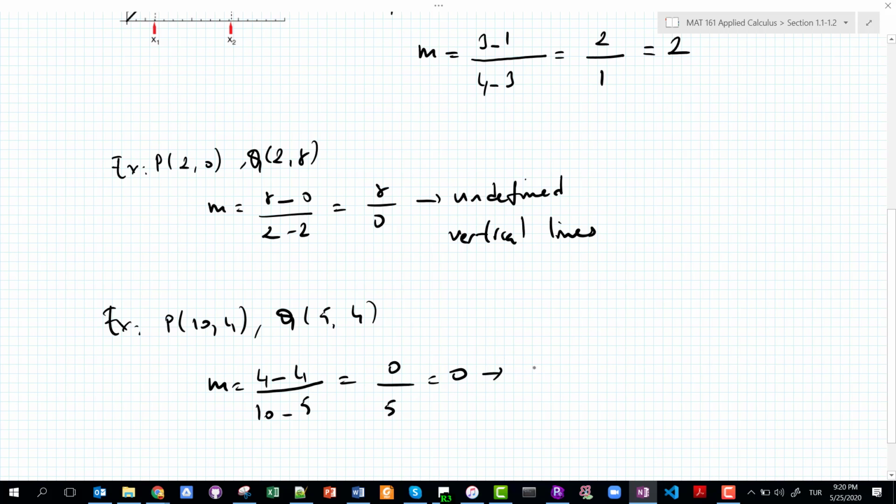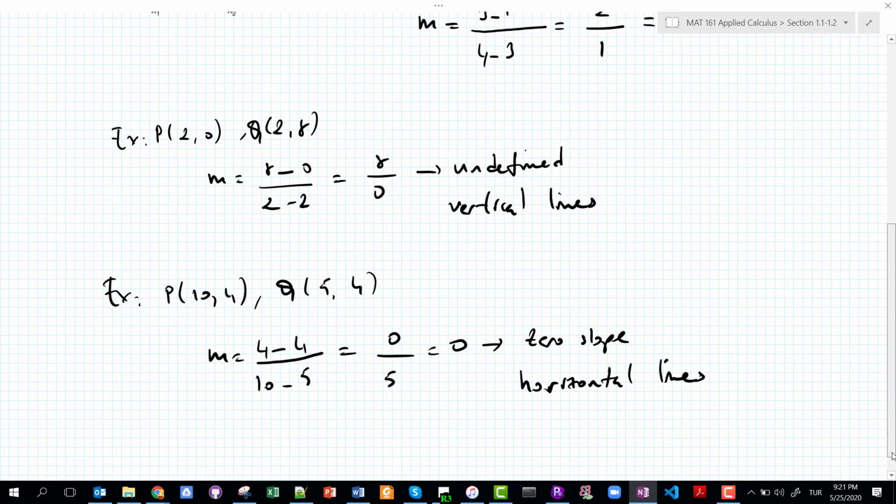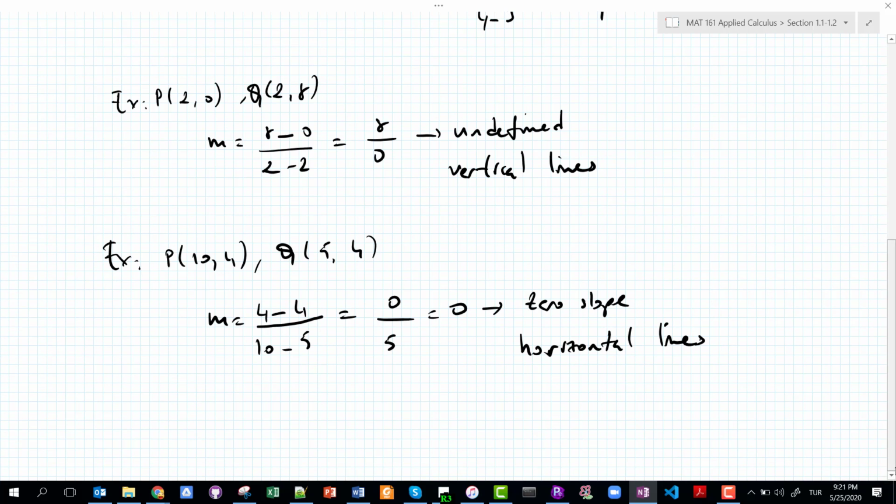So that means I have 0 slope, and this type of slope will always be in horizontal lines. So horizontal lines are parallel to the x-axis. We should stay away from using the no slope concept, but sometimes we just say no slope or 0 slope interchangeably.